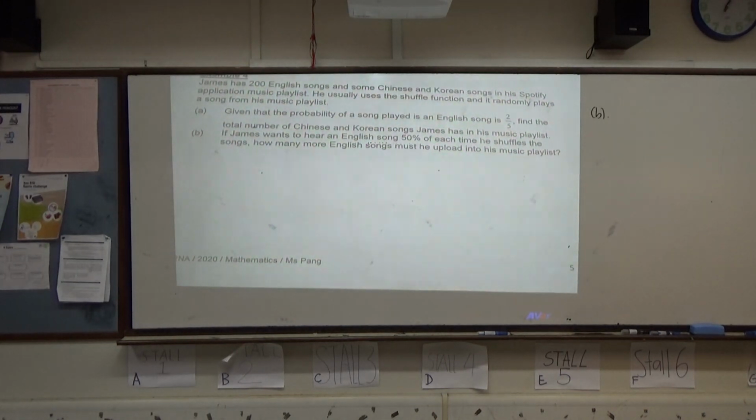If James wants to hear an English song 50% of each time he shuffles the songs, how many more English songs must he upload into his playlist? So now we know that there are 200 English songs, and the number of Chinese and Korean songs is 300. In order to have a probability of 50%, that means the probability is half, correct? So how many English songs must he have? We classify the Chinese and Korean together.